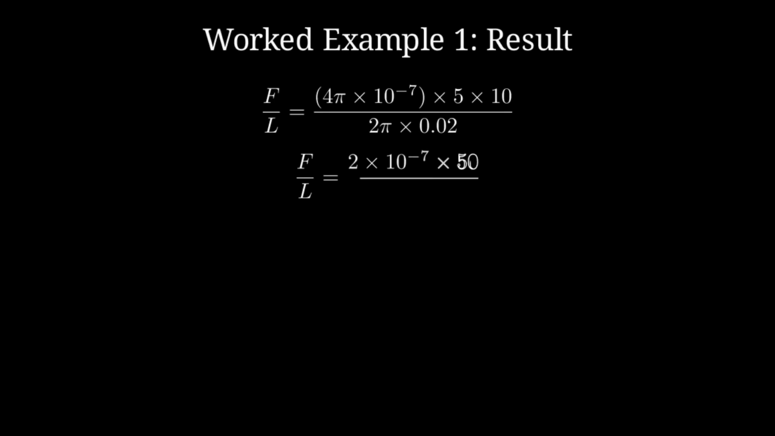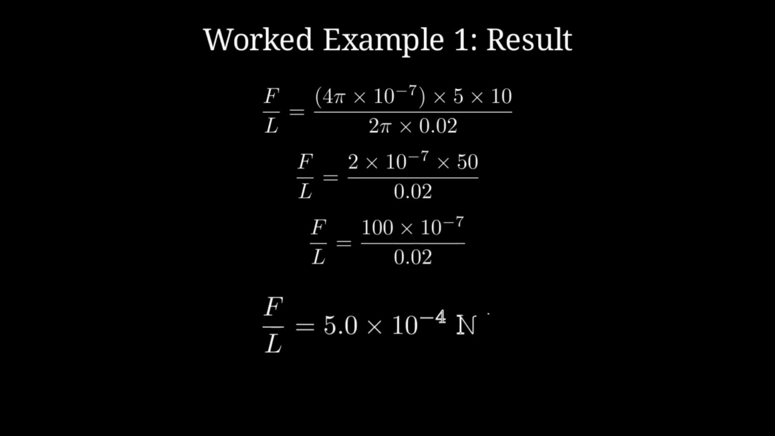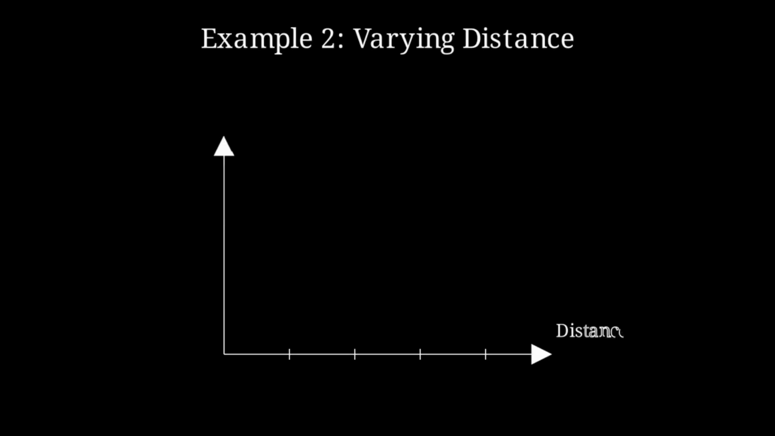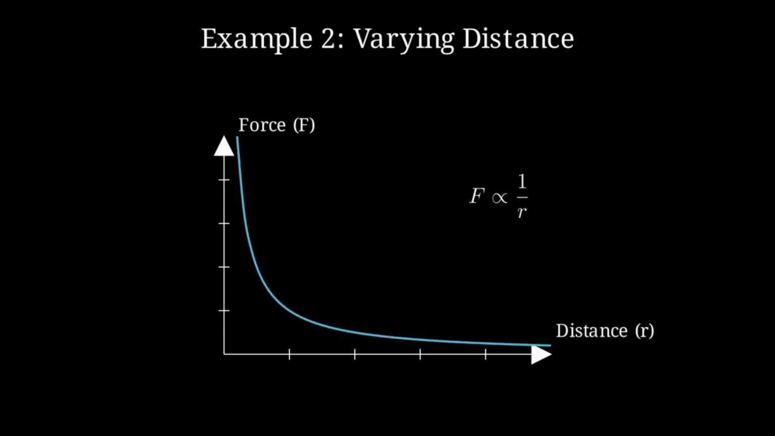While this force seems small, in high-voltage industrial applications with thousands of amps, these forces can be strong enough to bend solid metal busbars. Notice the inverse relationship with distance. If we double the distance between the wires, the force is cut in half. Conversely, bringing them closer exponentially increases the mechanical stress on the wire supports.